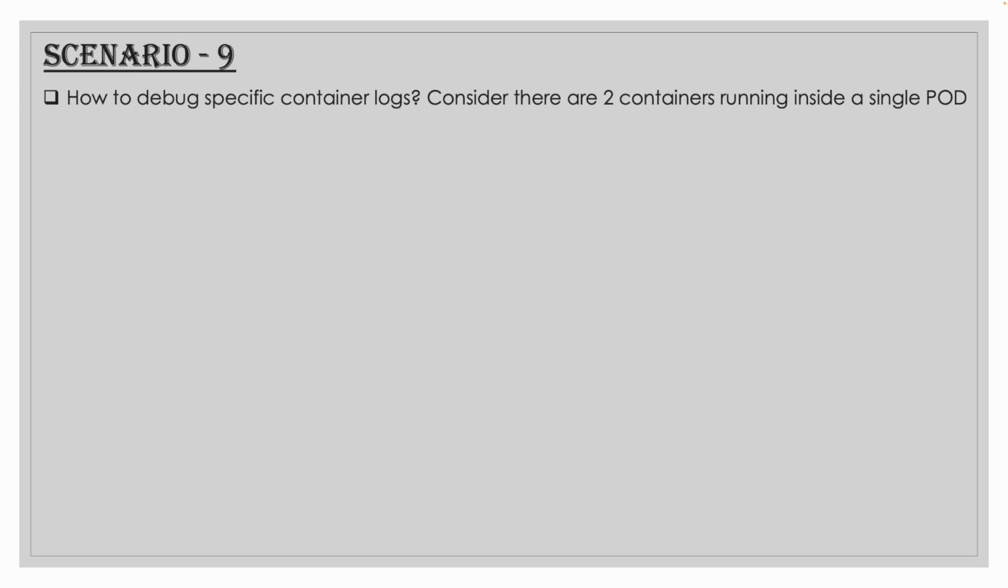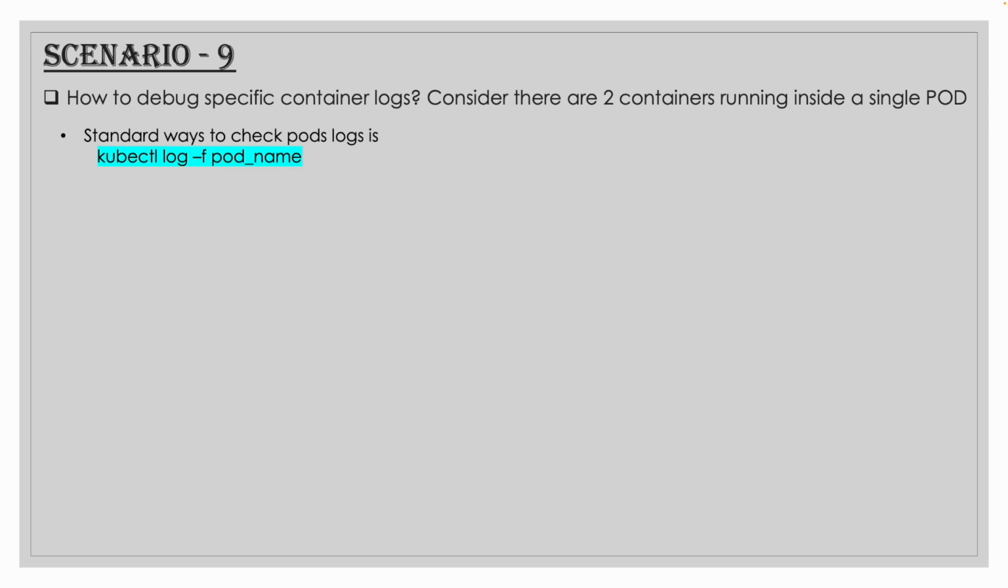Very interesting question, guys. How do we debug specific container logs? Consider there are two containers running inside a single pod. Suppose in a pod there are multiple containers running. How do we check the logs of each container? Now we all know that if we run the command kubectl logs and the pod name, we get the complete logs. But how do we make sure which container's logs it's displaying right now?